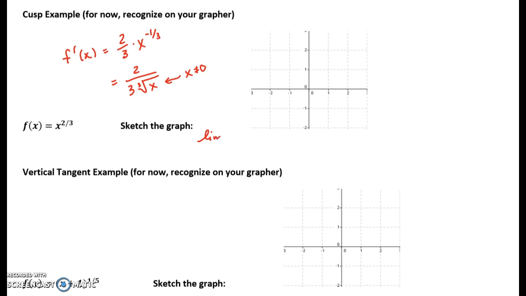I can look at the two kinds of infinity. So limit as x approaches 0 from the positive direction of 2 over 3 times the cube root of x. Well, if x is positive and I take the cube root of it, I'm going to get a positive number, so that's going to be positive infinity. And if I take the limit as x approaches 0 from the negative direction of 2 over 3 times the cube root of x, if I plug in a negative number, the cube root of a negative number would be negative, so this would be a negative infinity. Two types of infinity, they don't match.